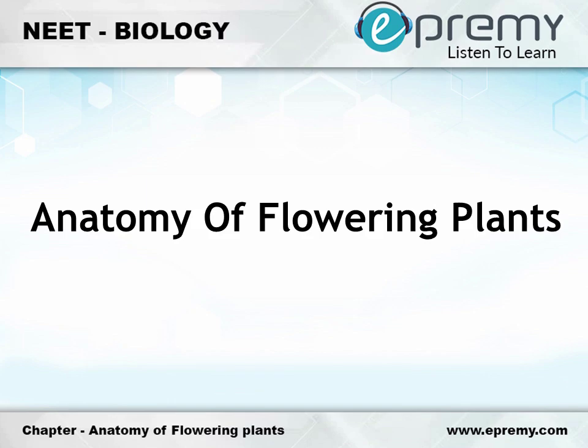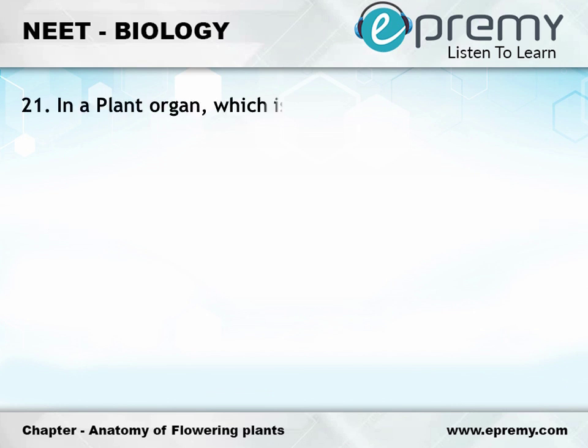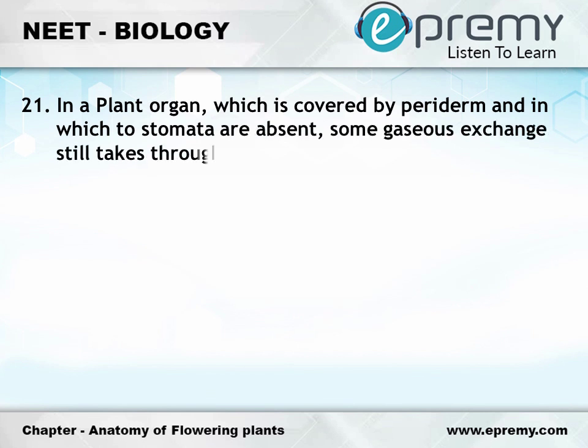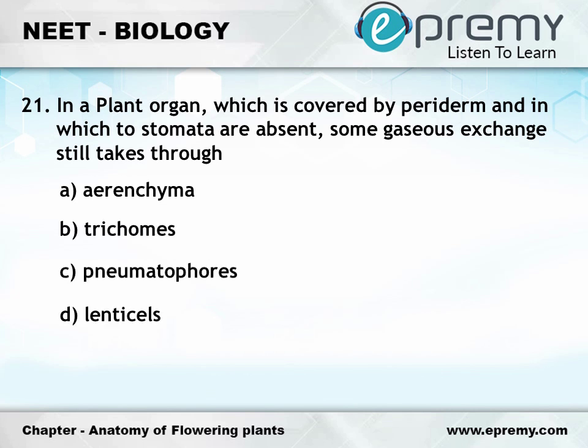Multiple choice questions in Anatomy of Flowering Plants. Question number 21. In a plant organ which is covered by periderm and in which the stomata are absent, some gaseous exchange still takes place through. Option A, parenchyma. Option B, trichomes. Option C, nematophores. Option D, lenticels. And the answer is option D, lenticels.